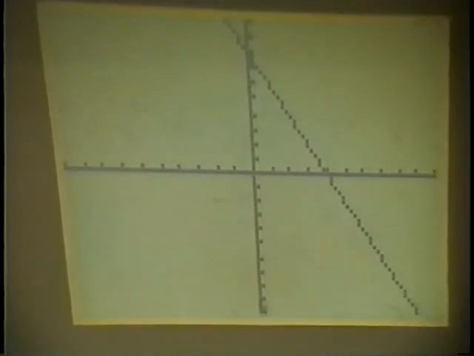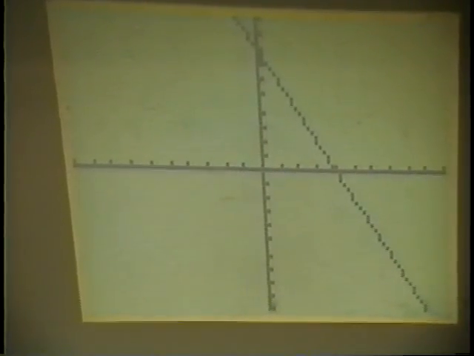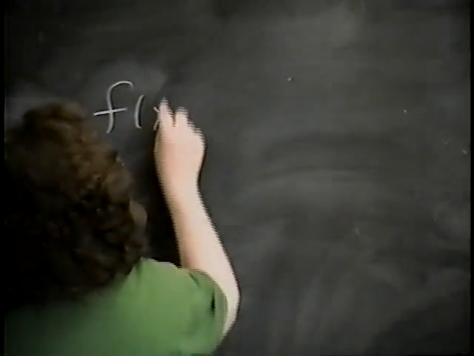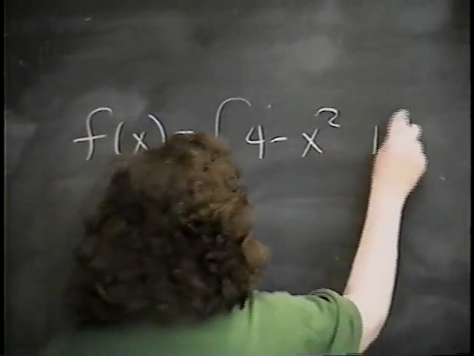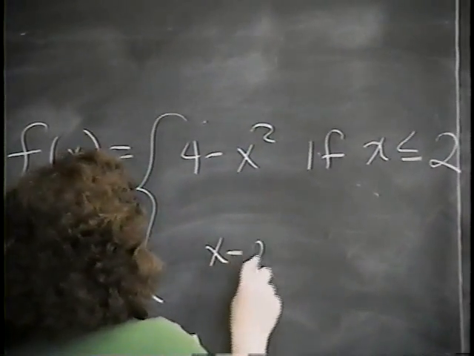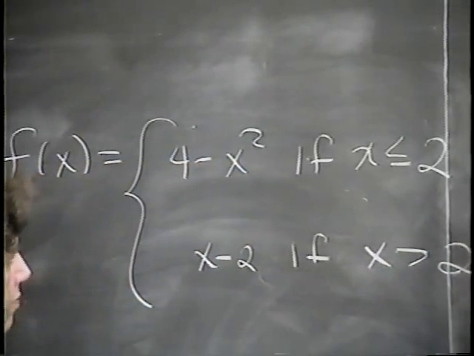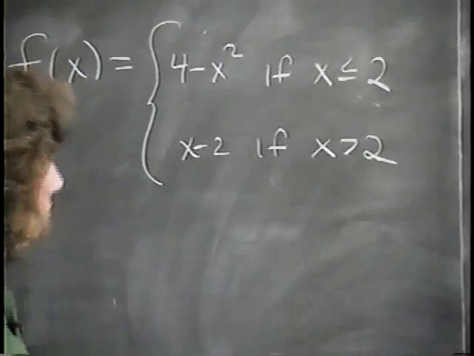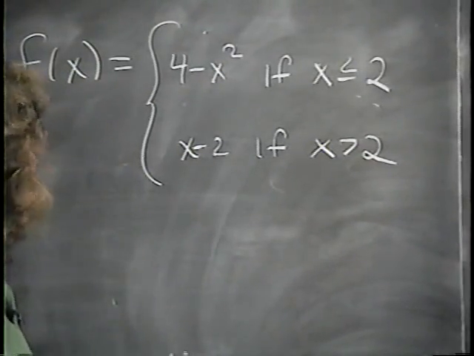Now, I'd like to show you how one would go about graphing a split function on your calculator. Okay, let's say the function I'd like to sketch is the following. F of x is 4 minus x squared if x is less than or equal to 2, and x minus 2 if x is greater than 2. Okay, this is the function we want to sketch.